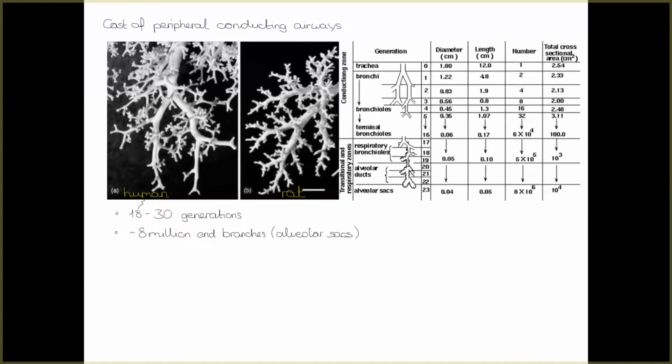And now interesting for us from the fluid dynamics viewpoint is the cross-sectional area. Even though the individual branches become thinner and thinner, because of this exponential growth of the number of branches at a certain generation, the cross-sectional area at that generation level increases dramatically. So we have here 2.5 square centimeters in the trachea, and then at generation 16, if you take all the branches there together, it's 180 square centimeters.